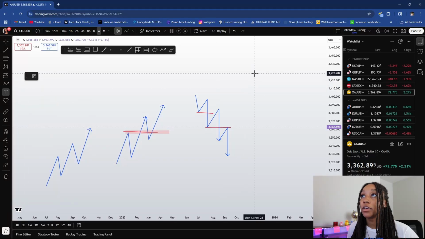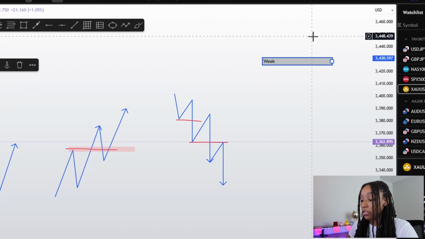Another important thing is time frame confluences. When I am looking to get into the market or look at a chart, I have to see a couple of things. I have to make sure I have two consecutive time frames going in the same direction. The time frames I'm looking at are the weekly, the daily, and the 4 hour.